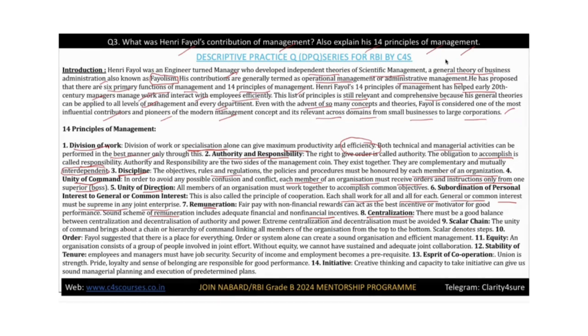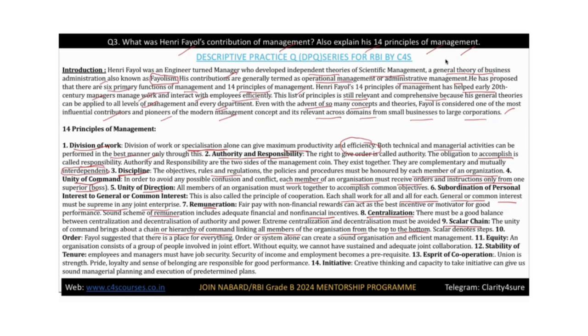The next principle is scalar chain. Scalar chain basically talks about the hierarchy. That is, the unity of command brings about a chain or hierarchy of command linking all members of the organization from top to bottom. So if you see a bank, you will find a clerk at the bottom level, then a PO, then a manager. So this is a hierarchy from where the functions and functionaries will have an easy way of interaction and communication with each other. So scalar chain is very important.